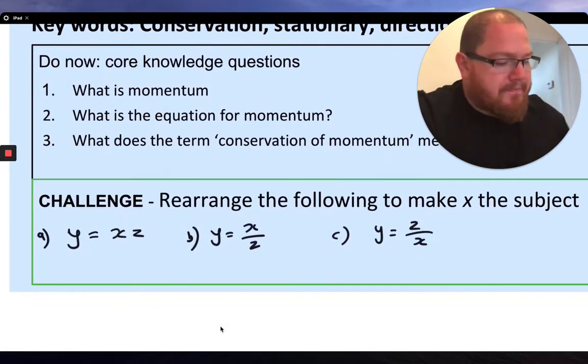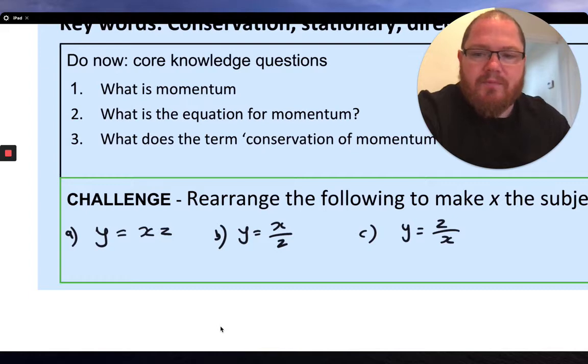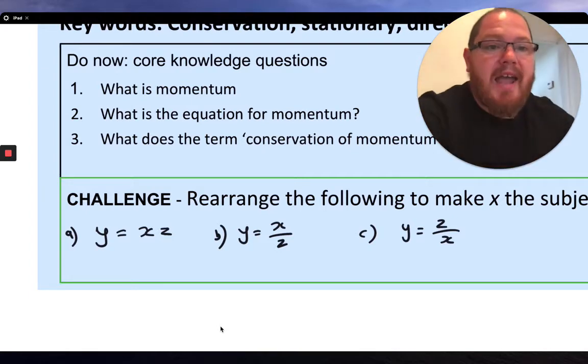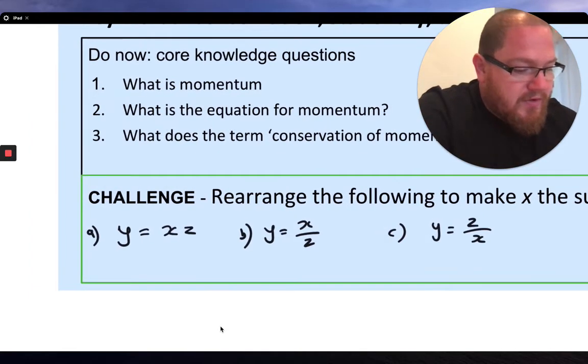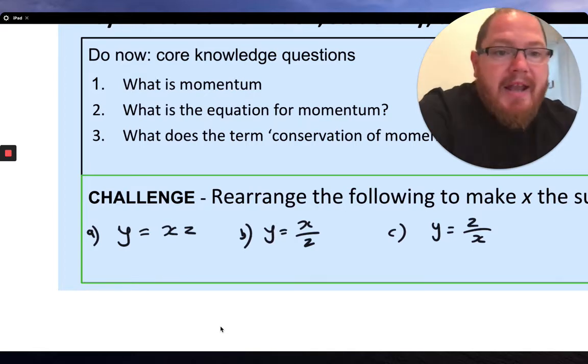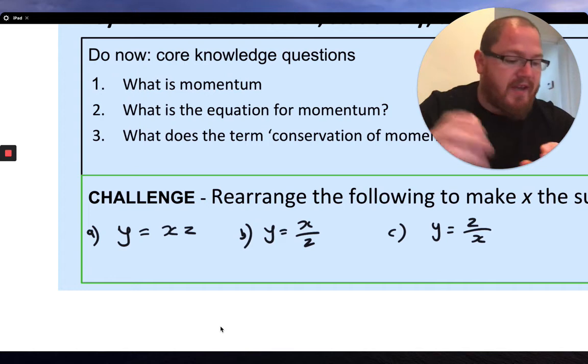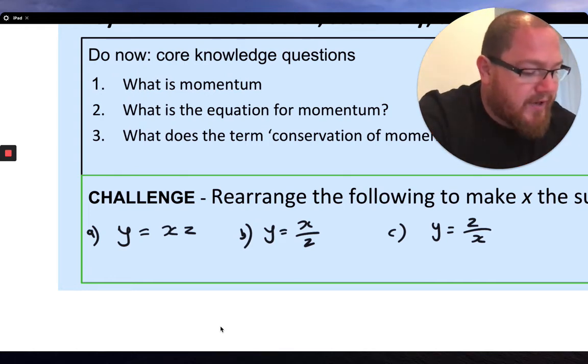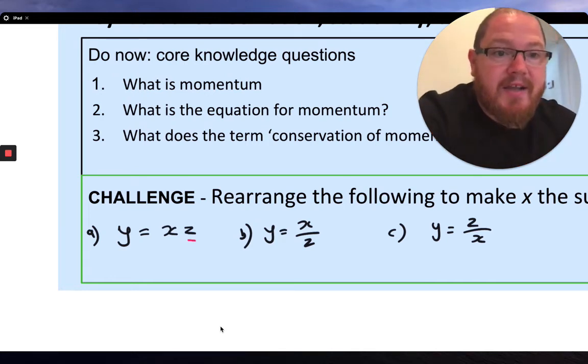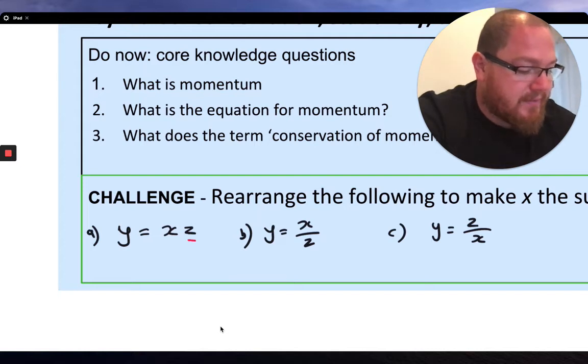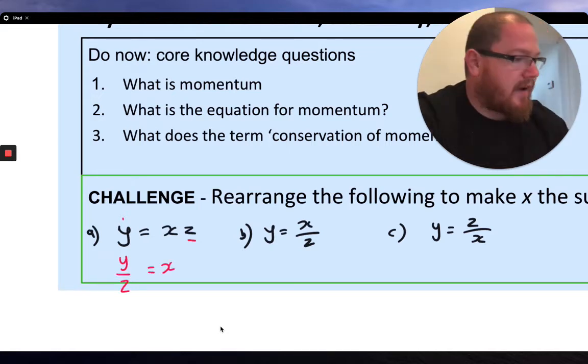So to get x on its own, you've got y equals xz. Well, x is tied up with z, so I'm sure that you would have done this in maths, where anything you do to the one side, you do to the other. So I need to get rid of z. I need to divide by z. So if I divide this side by z, and I divide this side by z, I'm going to get y over z equals x.